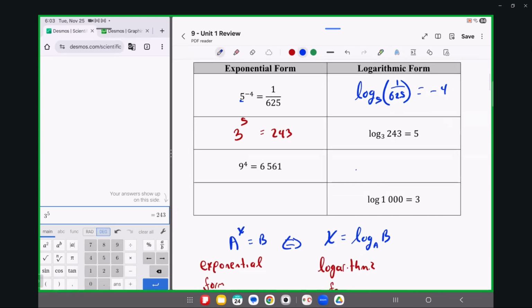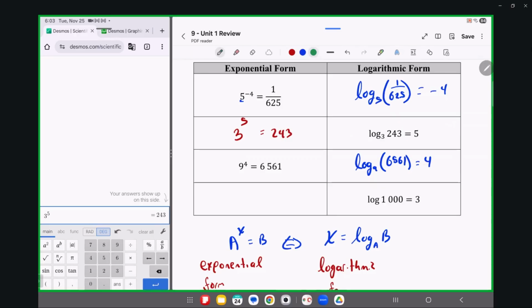Next one is 9 to the power of 4 is equal to 6,561. This will be equivalent to log base 9 of 6,561 is equal to 4. And it's worth noting again that you don't need to put a bracket around the number involved in the logarithm, but sometimes I feel that it adds clarity, so it makes sense.